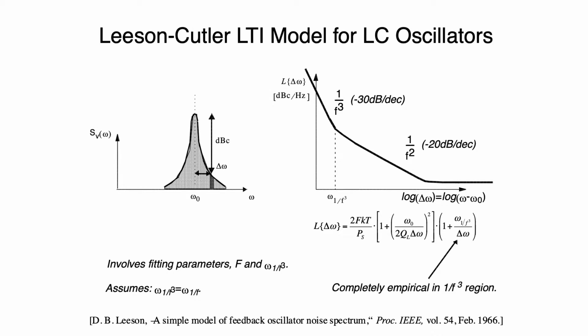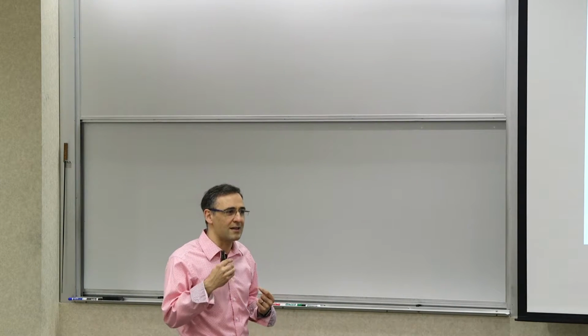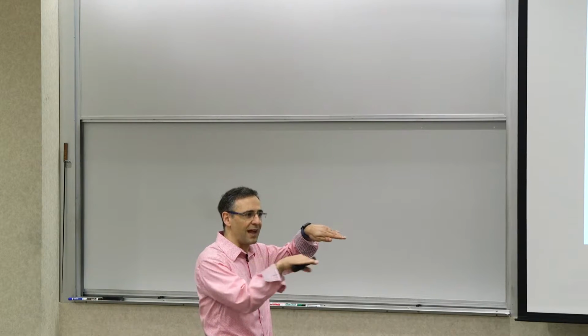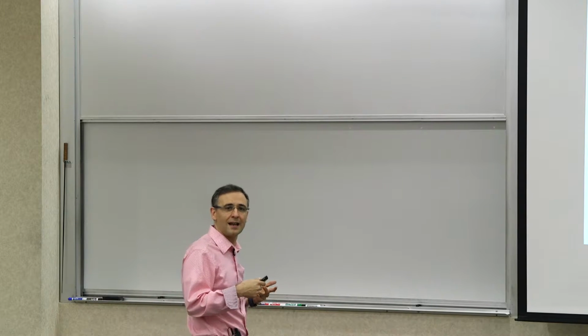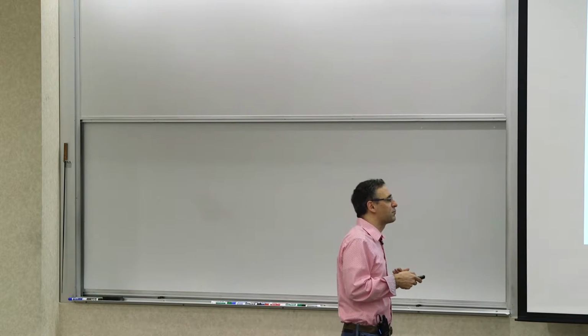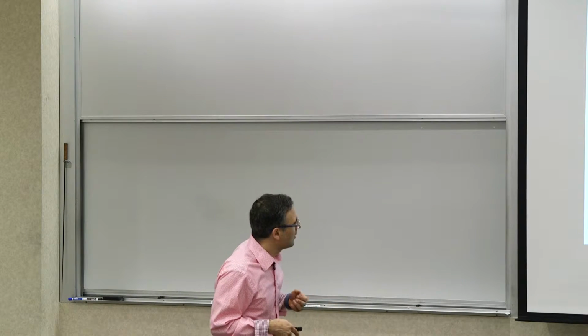And then there's this other term that says 1 plus omega 1 over f cubed over delta omega. In fact, Leeson assumes that omega 1 over f cubed is equal to the omega 1 over f of the noise source itself. You remember when the flat noise became the white noise? We'll see that that's not correct. In fact, it is related to it, but it's not equal, and we'll see soon how it's related.